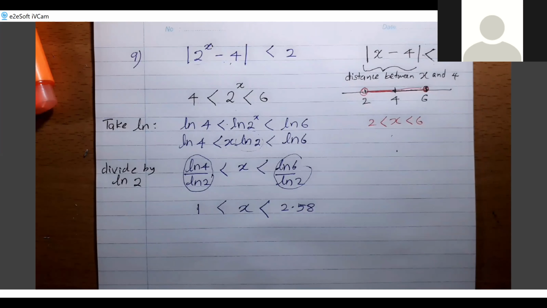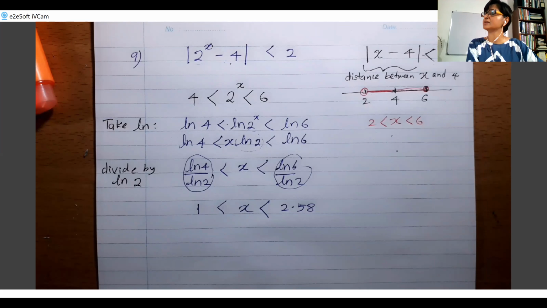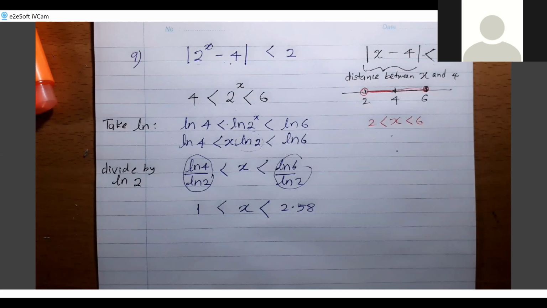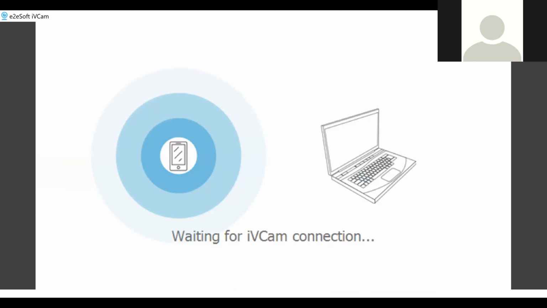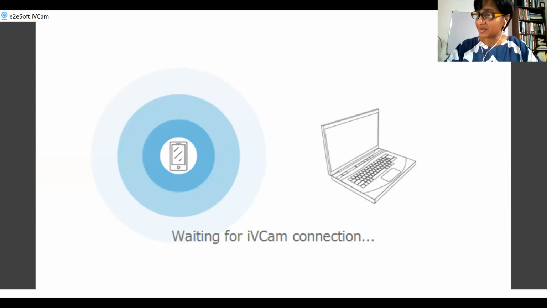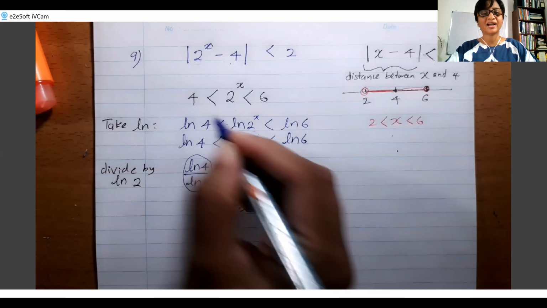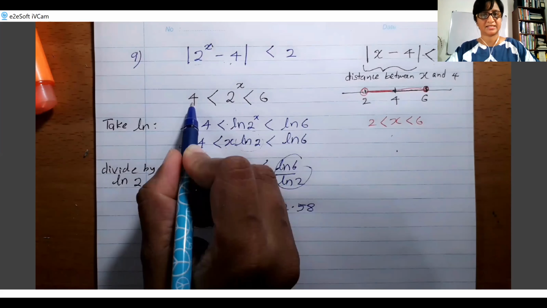Yes, ln 4 divided by ln 2 is 2, no, miss, in my calculator. What? No. Miss, is this supposed to be ln 2 over ln 2? Because 2 to the power of x is greater than 2 and less than 6. Oh, it's 2. I'm sorry. I made a mistake. Yes. Oh, this is 2. Thank you. This is 2 now. I've made a mistake here. This is between 2 and 6, right?